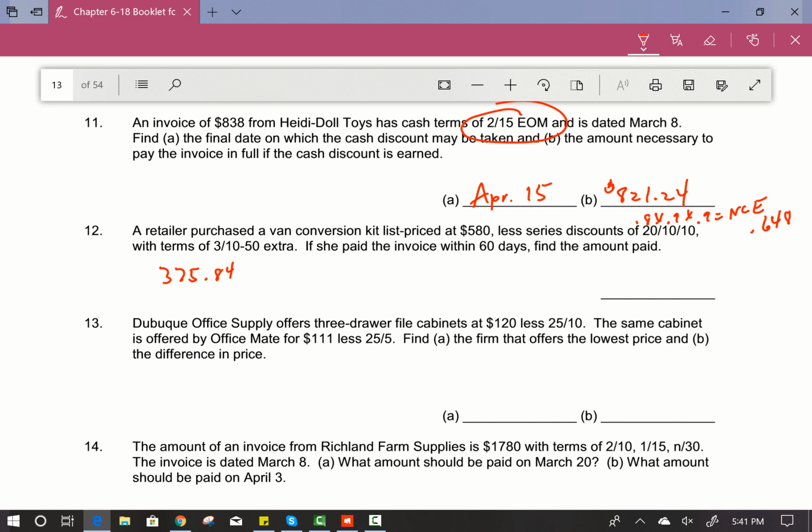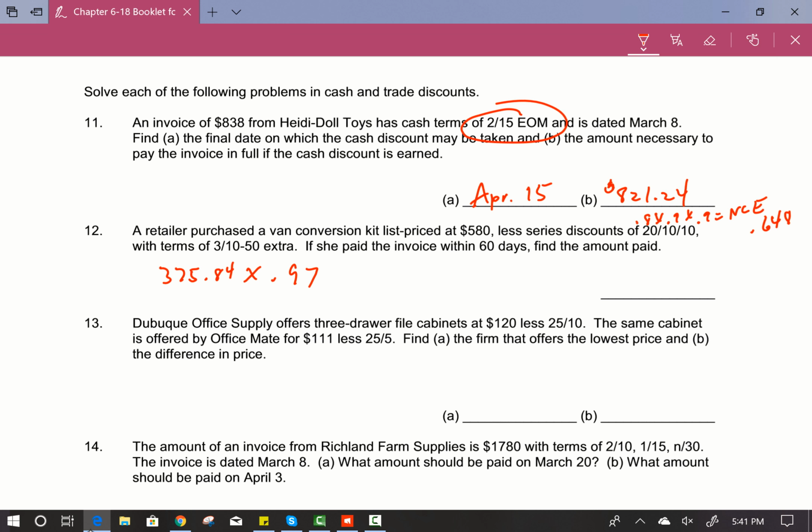And then if we do pay that invoice within the 60 days, we get a 3% discount on that. So I'm going to multiply that times 0.97, which is the complement of 3. And this will be the net cost of our invoice. So that's 375.84 times 0.97, and that equals 364.56.